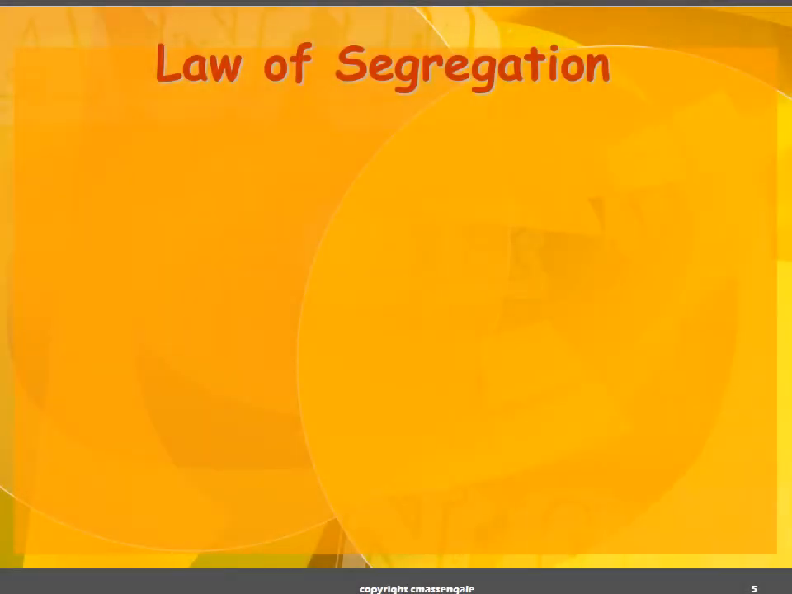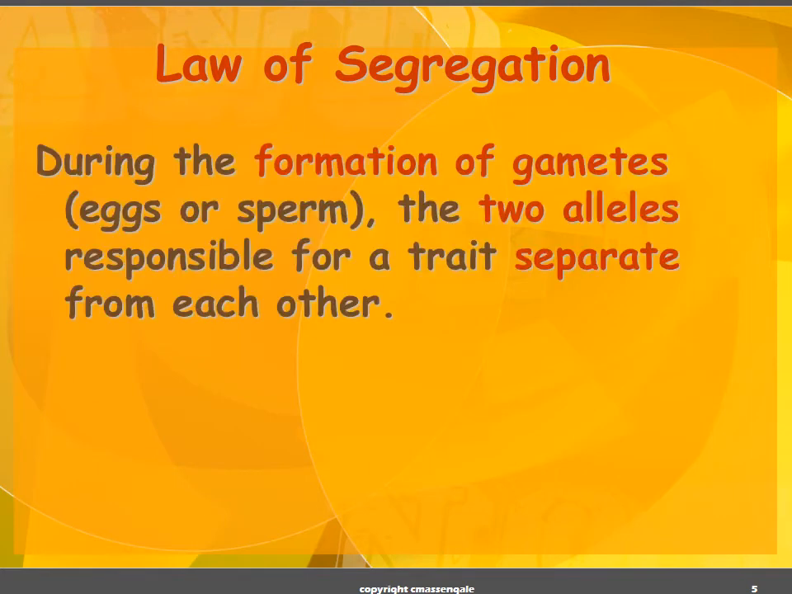Now, Mendel's second law is the law of segregation, and this is very important, especially when we start dealing with additional traits. But this law tells us that when gametes are formed, so either eggs or sperm, the 2 alleles responsible for a trait separate from each other. And you should think about which process this happens in, and we have covered that already, so you should know how they separate during a very important process in the formation of gametes.